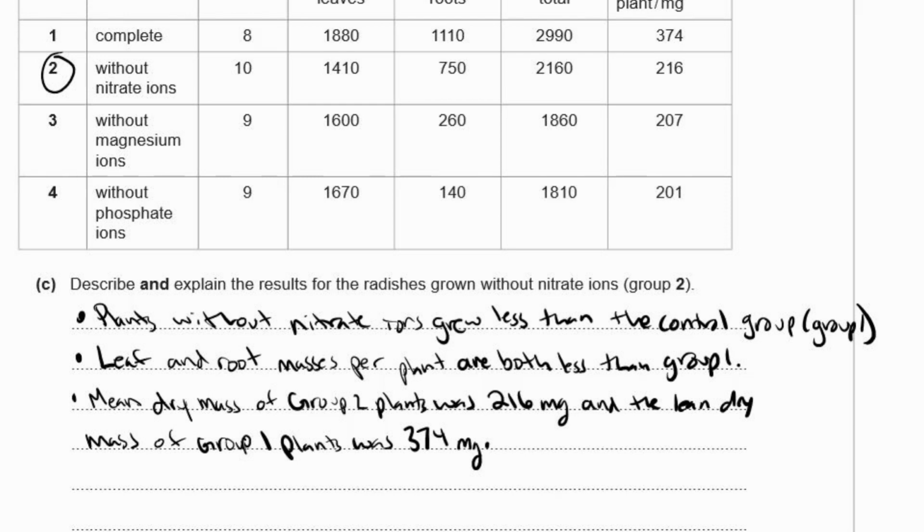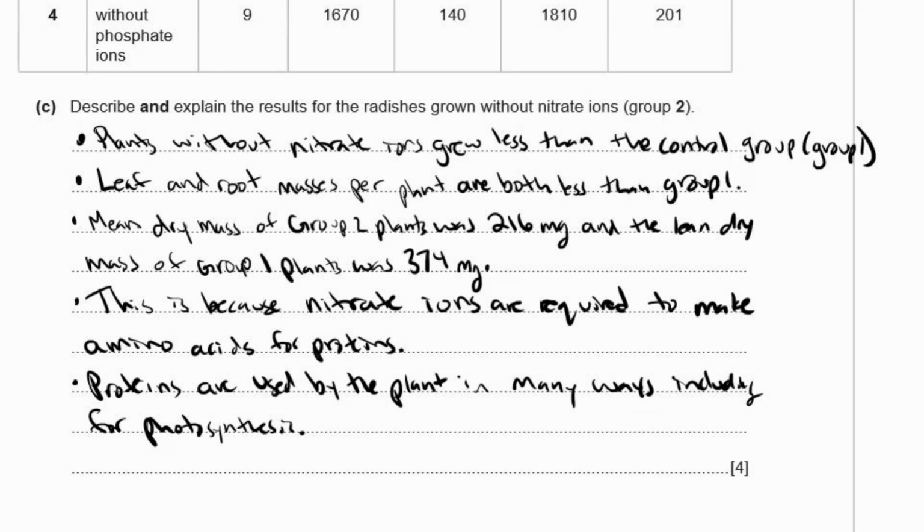Now is the explain part of the question. So why is this happening? So this is because nitrate ions are required to make amino acids for the proteins, and the proteins are used by the plant in many different ways, including for photosynthesis. And if you don't have as much photosynthesis, you don't have as much growth. All right.